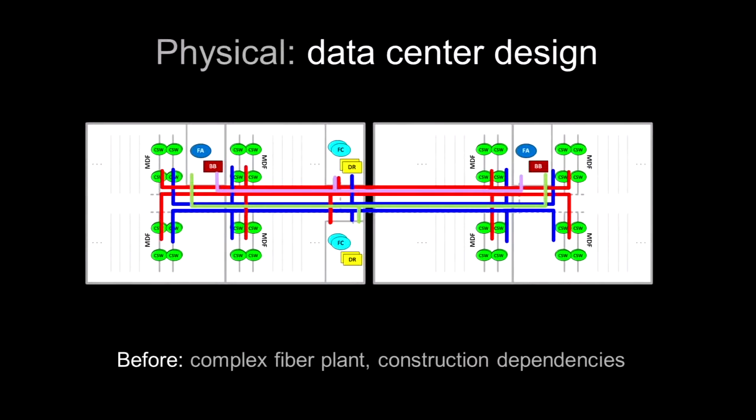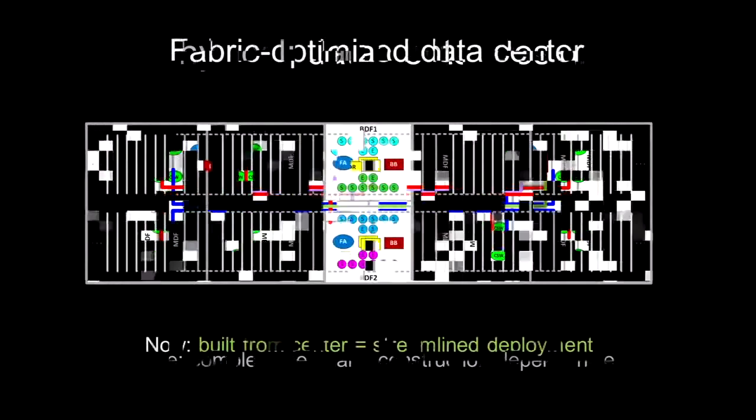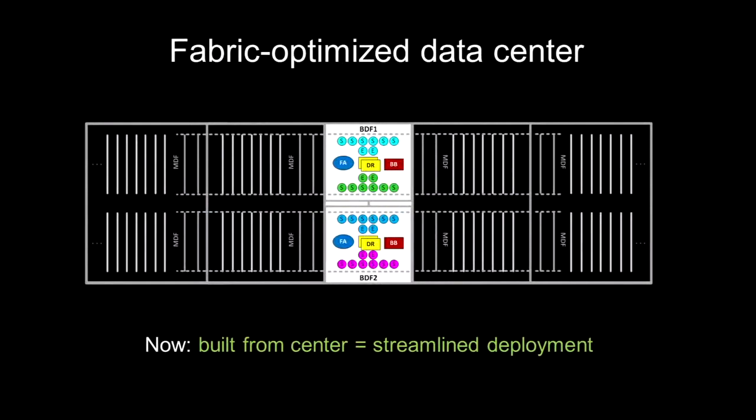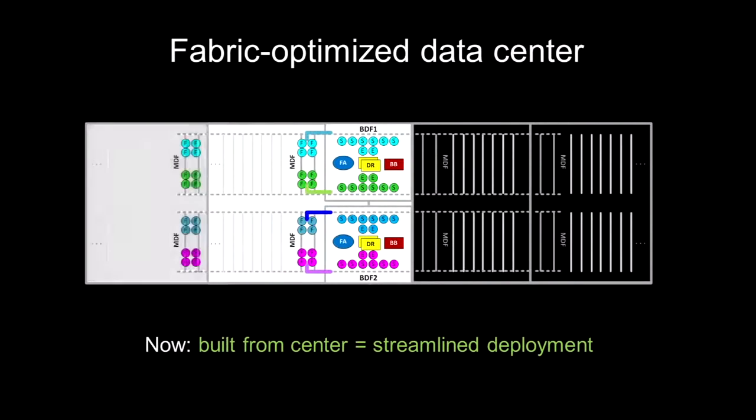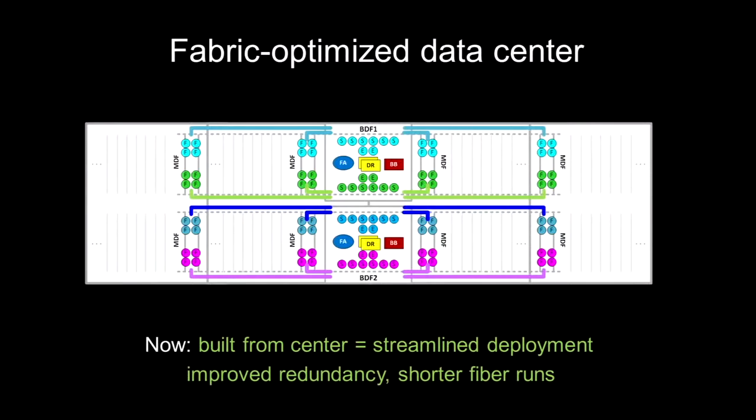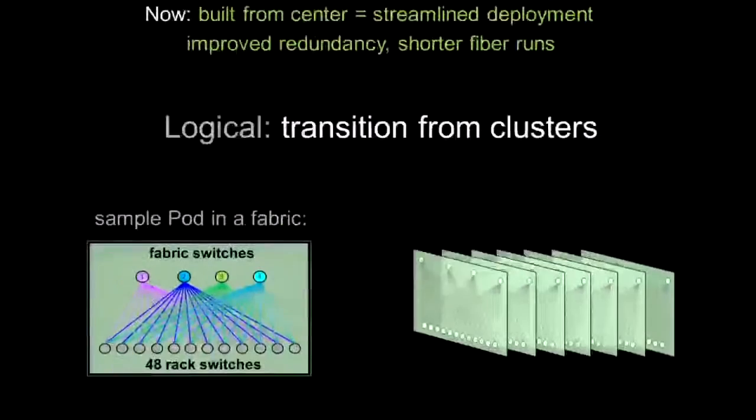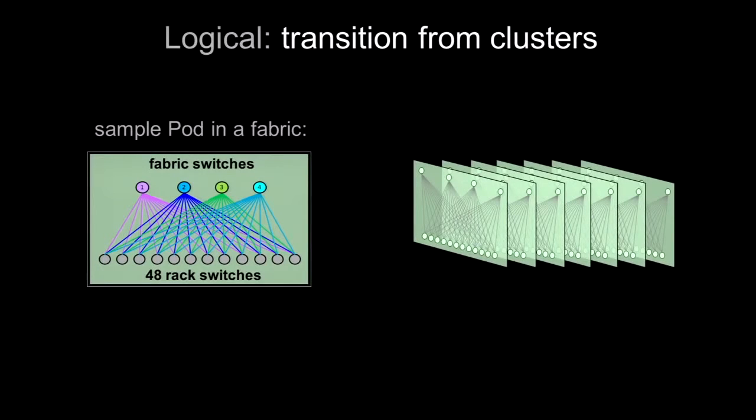Before, the fiber plant was pretty complex and there were dependencies on the construction sequence. Now, we build data center from the center. We put the Fabric spine planes in the center of the building in those BDF rooms, and we deploy them very early in the building construction process. Then as the data halls get constructed, they are connected to the center by straight line trunks. This optimizes fiber distances, this improves the redundancy, and there is very simple fiber cabling as well because there is just two fiber lengths, right? Nearest data hall, farther data hall for us. It's very simple.